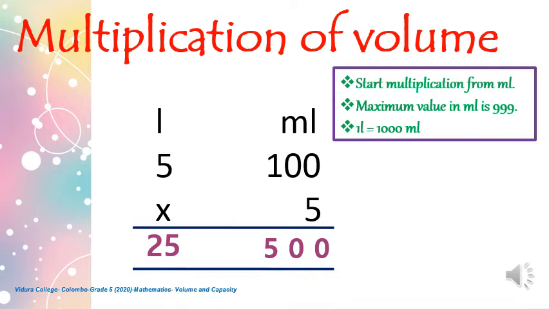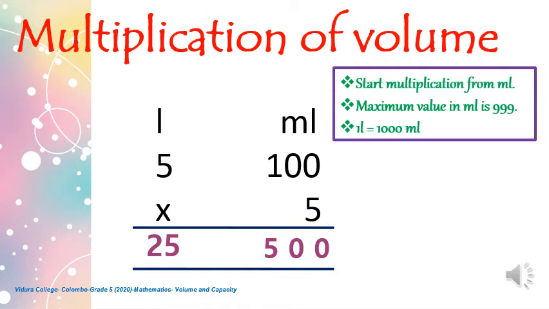Now let's try this sum, multiplication of volume. Before we start, you should know the basic things. The first one is that you have to start multiplication from the milliliter column. Here you have two columns, liters and milliliters, so start from the milliliter column. And the maximum value you can keep in the milliliter column is 999, because 1000 milliliters equals 1 liter.